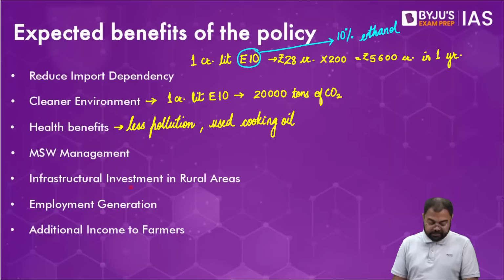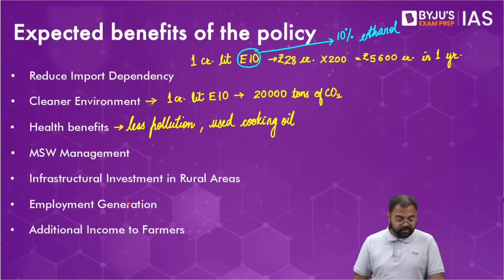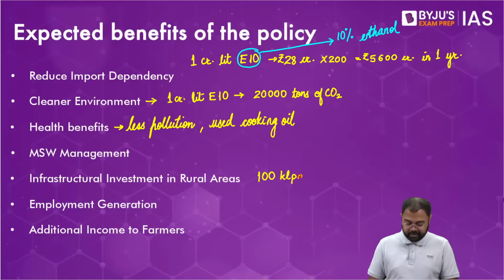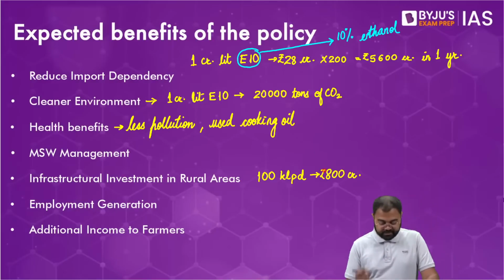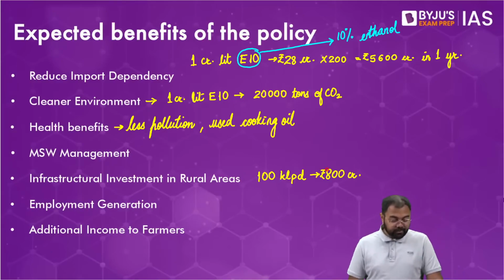Then apart from that, it will also lead to infrastructural investment in the rural areas. So especially, for example, when we are setting up a plant, let's say one plant that has a capacity of 100 kiloliters per day, then it can lead to up to rupees 8,000 crore investments. It can lead to rupees 8,000 crores investment in these kinds of areas, which is a very big amount.